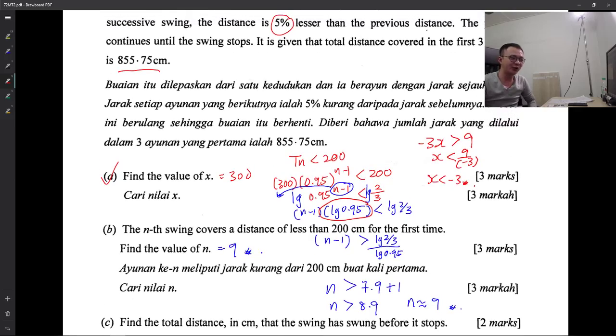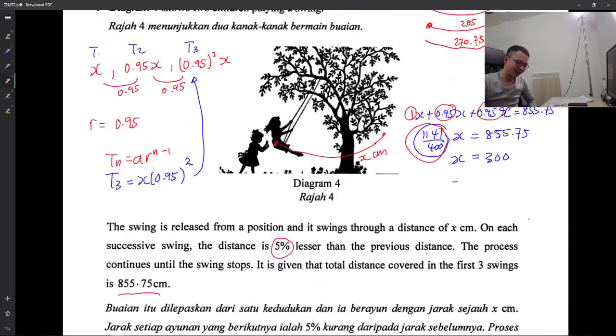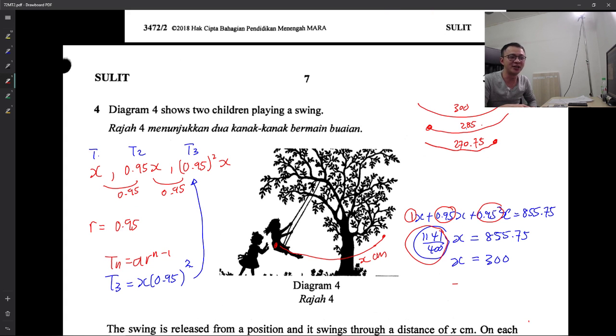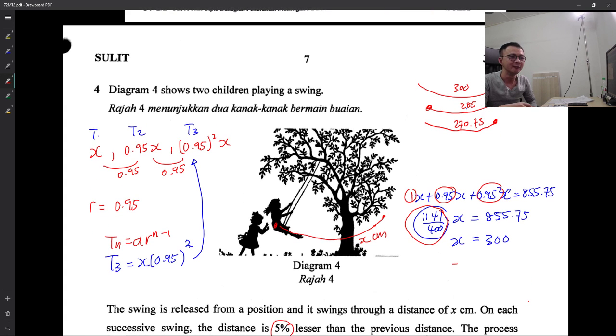How do we get 285 from 300? The 285 is basically 300 multiplied by 0.95, you will get 285. And then you use 285 multiplied by 0.95, you will get the next value. Because the question says minus 5%, so therefore I just multiply by 0.95.